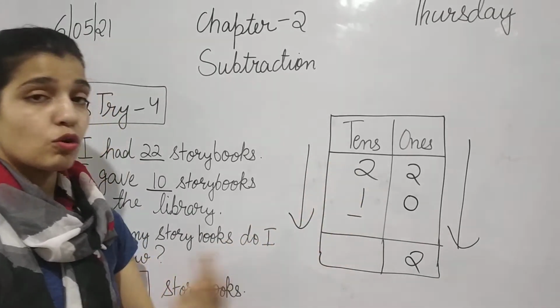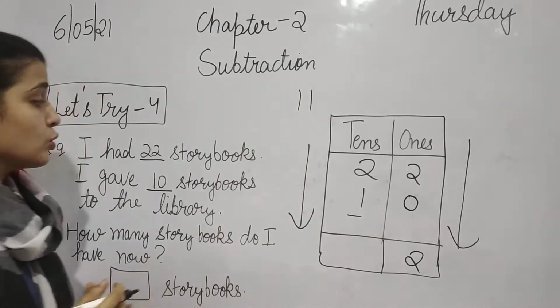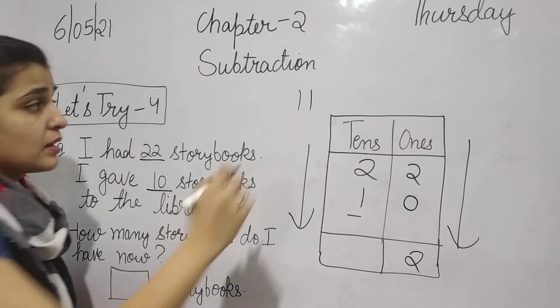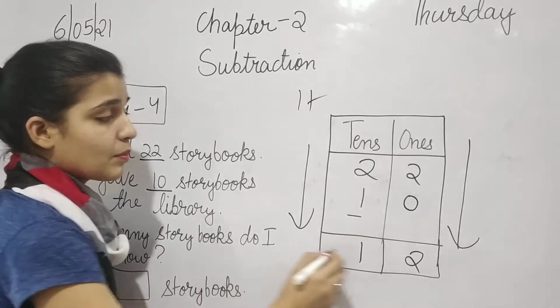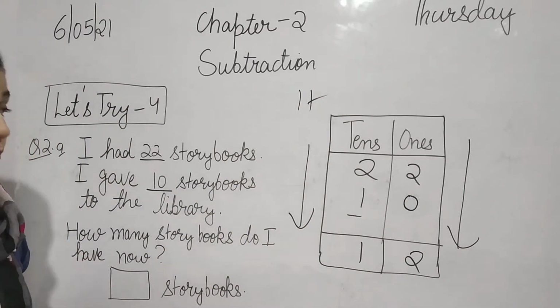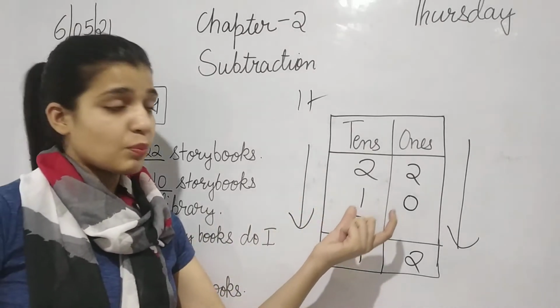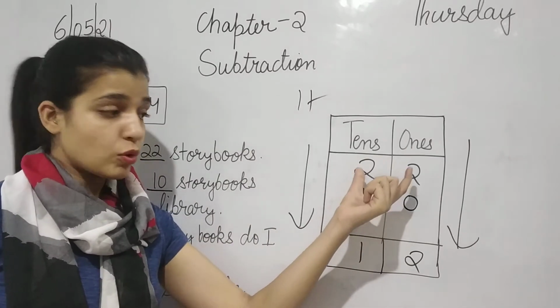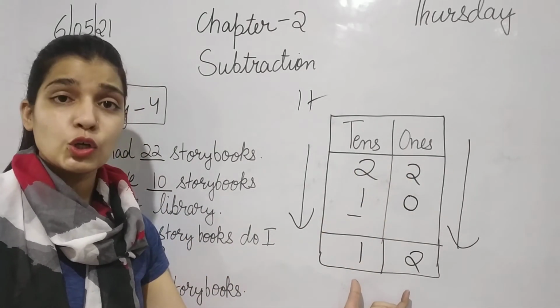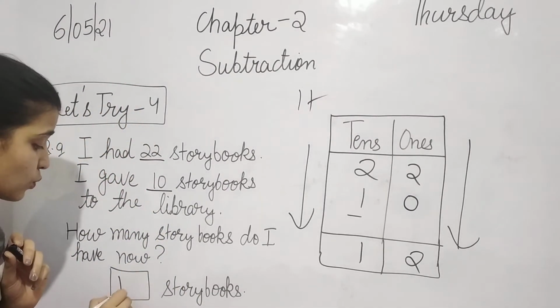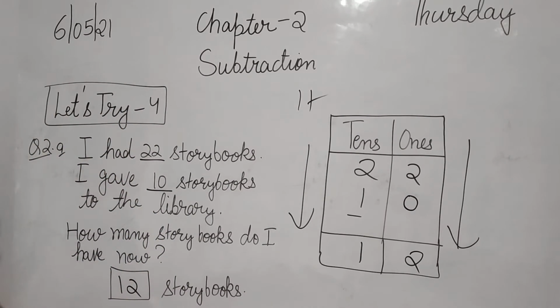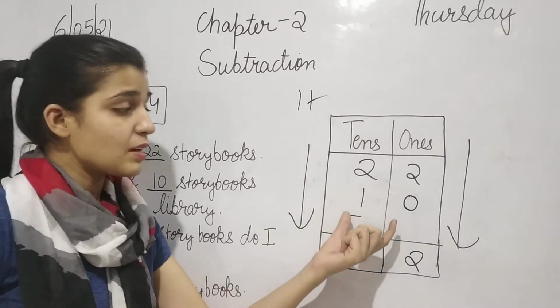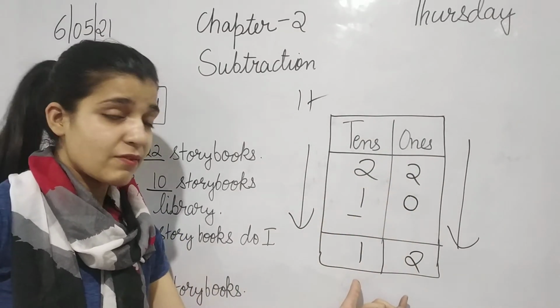2 में से 1 को minus करना. Now you have 2 books, right? 2 में से 1 को minus कर दिया, कितना बच गया बेटा? 12. It means if we will subtract 10 books from 22 books, what will be the answer? 12. It means 12 story books, right? So we have subtracted 10 books from 22 books. Now we have 12 books.